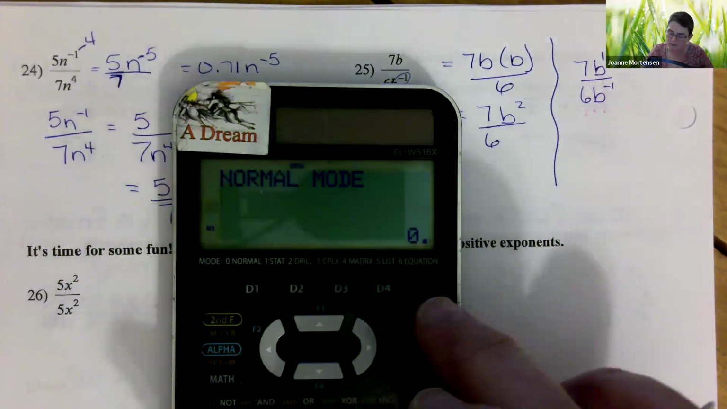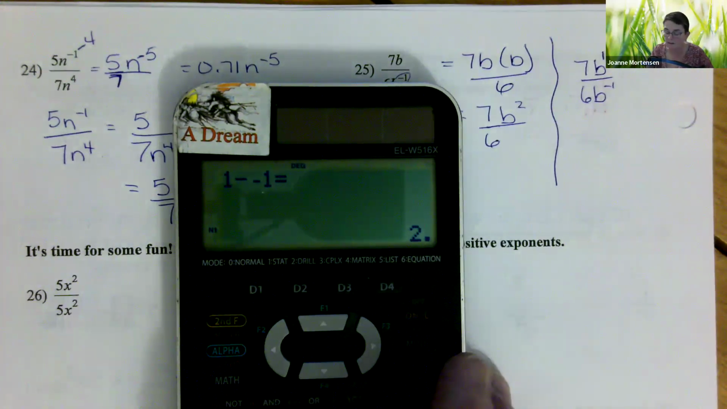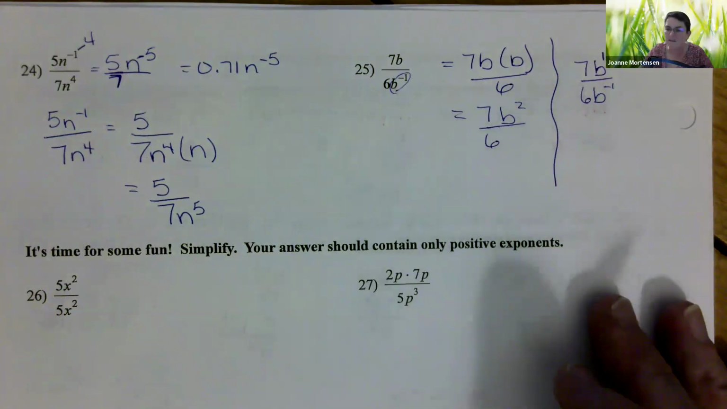Hey, I'm curious. 1 minus, so hit the minus button, and then I'm going to put a negative and 1. It works. I'm not used to my calculators working so good. I just hit my head. Oh, can't see it.